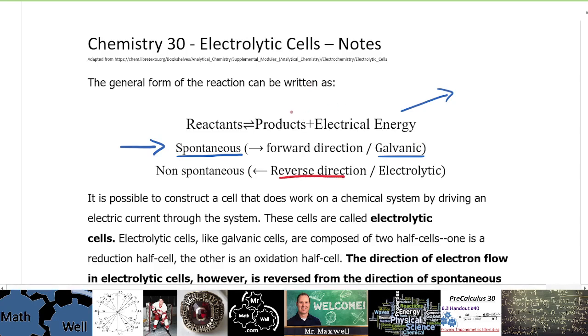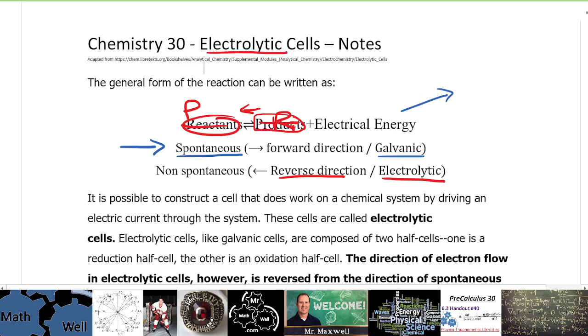So reactants and products are relative, right? If we start with reactants over here, and we have to input electrical energy, we can go the opposite direction to get products. So this can be reversed. It's a reversible reaction. When we go in the reverse direction where electrical energy is required to have this reaction happen, that's the electrolytic type cell.